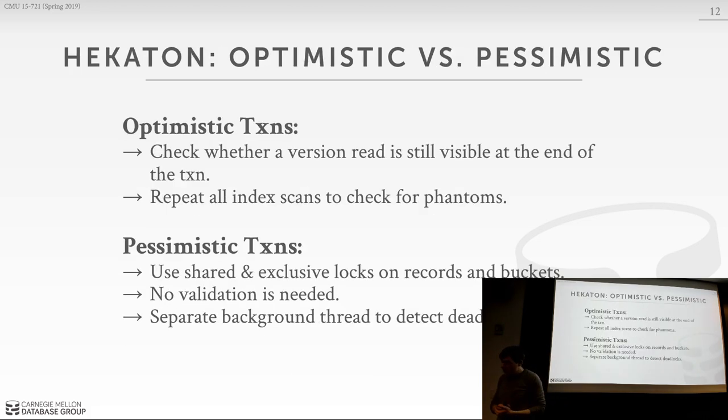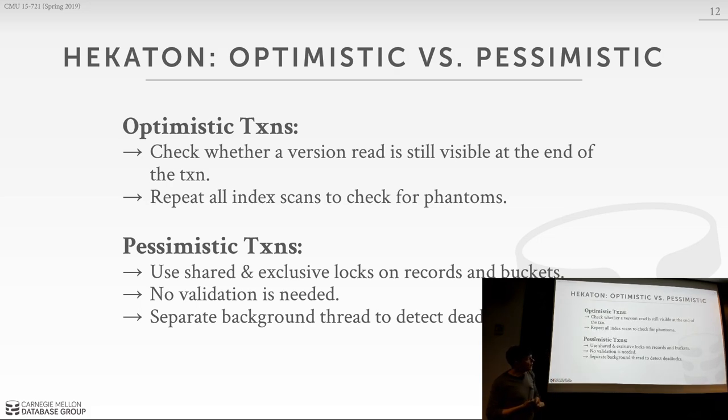All right, so in Hackathon, they're actually going to support both the optimistic and pessimistic versions of concurrency control. I think they implemented both of these for the research paper. I think if you download Hackathon with SQL Server now, you only get the optimistic version. For the optimistic version, the way we're going to do validation is that we just need to check whether the version that we read is still visible to us at the end of our transaction, and then we repeat our index scan using the scan set that I talked about in the last slide. Again, that just checks to see whether there are any phantoms in any scan query.